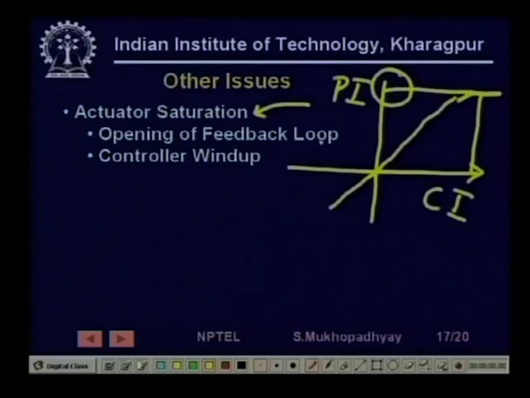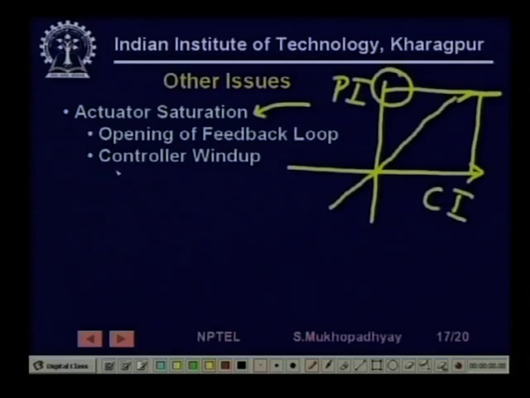Now, when the actuator saturates, effectively the feedback loop is opened, because the effect of the error no longer transmits to the output, or rather the plant input. The input does not change in response to the error, but is held constant. That is the case of an open loop operation. So, your control is gone, and not only that, sometimes, as we shall see later, persistent actuator saturation has very bad effects on controllers, especially because controllers have memory.